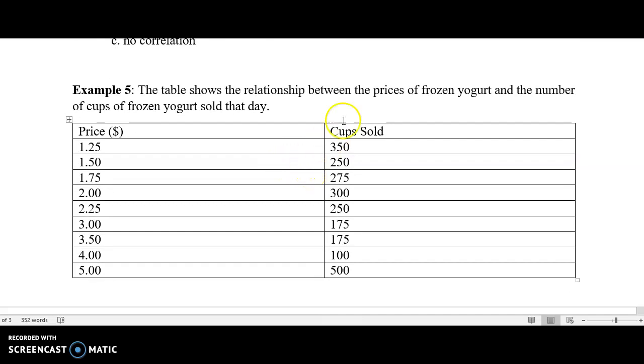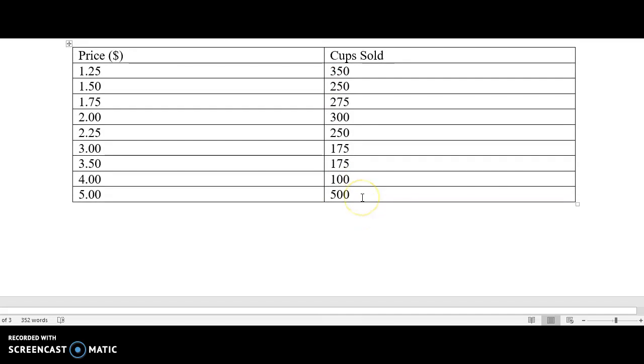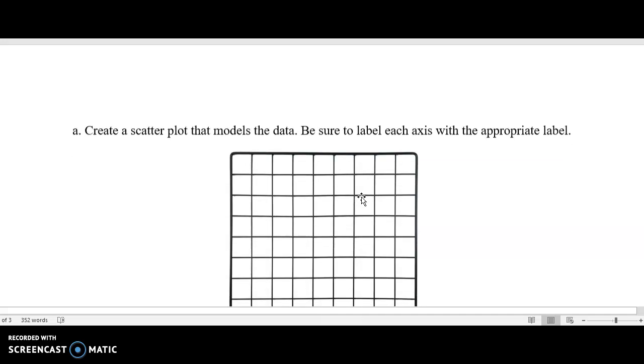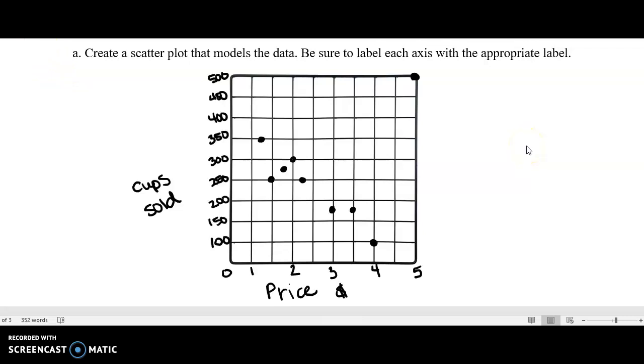Okay, this table shows the relationship between the prices of frozen yogurt and the number of cups of frozen yogurt sold that day. Give you all of your data points there. And we need to create a scatter plot, just like we did in the first one. So I'm going to go ahead and pause the video and make the scatter plots. Be right back.